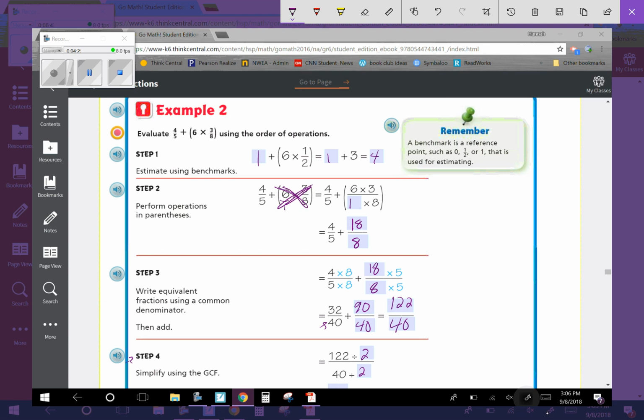I'm not going to erase all this and scroll down. So just this is what you have written down here. Okay, so 122 divided by 2 gave me 61, and 40 divided by 2 is 20. But now I can simplify it into a mixed number. 20 goes into 61 3 times, which is 60, which leaves me 1 out of the 20th left. So since the estimate is 4, the answer is reasonable. So 4/5 plus 6 times 3/8 equals 61/20 or 3 1/20.